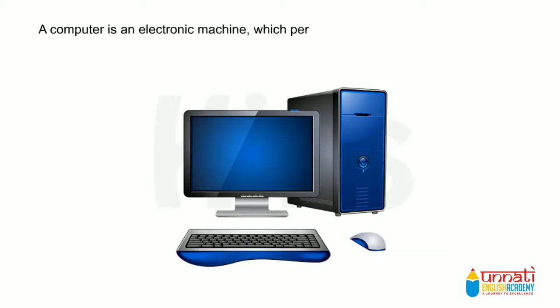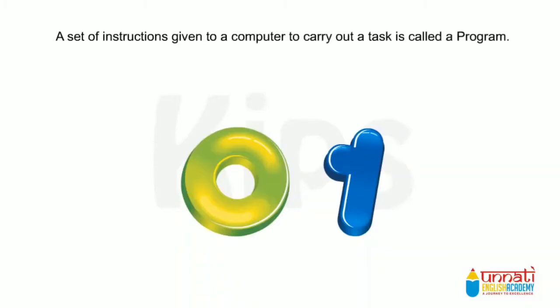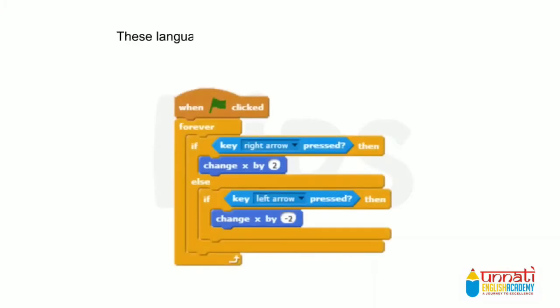A computer is an electronic machine, as we all know, which performs a task based on the instructions given to it. This set of instructions given to a computer to carry out a task is called a program. So, a program is nothing but a set of instructions. These instructions are provided to the computer using a specific language that it can understand. These languages are known as programming languages.